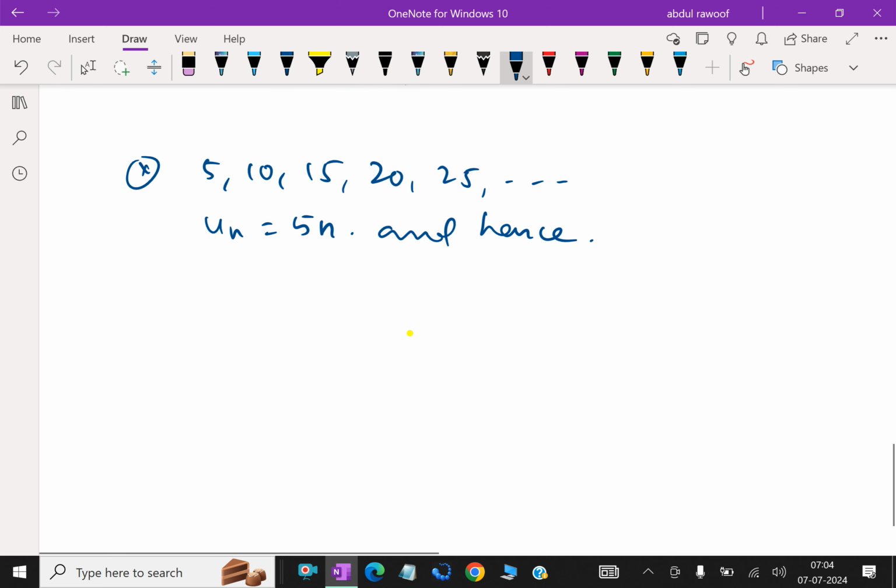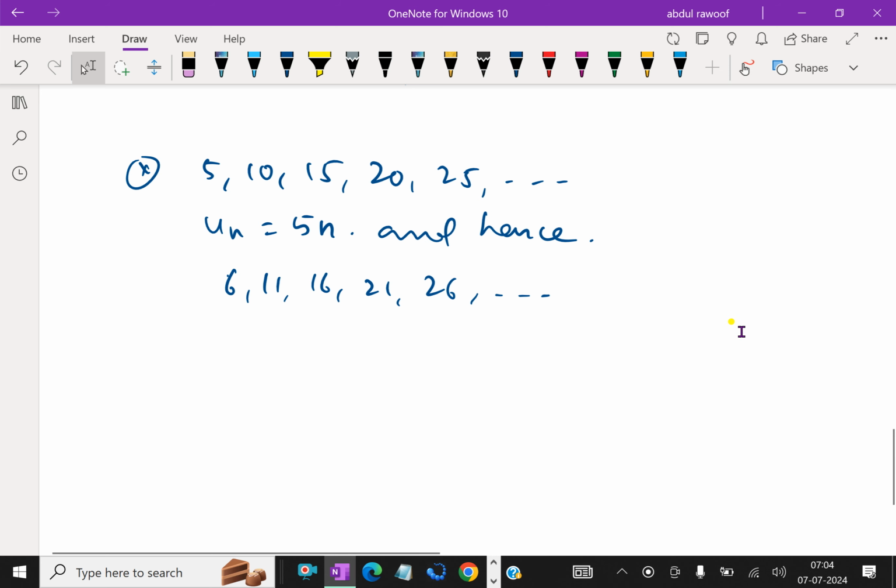And hence, look at this pattern: 6, 11, 16, 21, 26. What do you notice here? This pattern is 5, 10, 15, 20, 25, but here it starts with 6. It's not 10, it's 11, so 1 is added. That simply you can find: Un equals 5n plus 1.